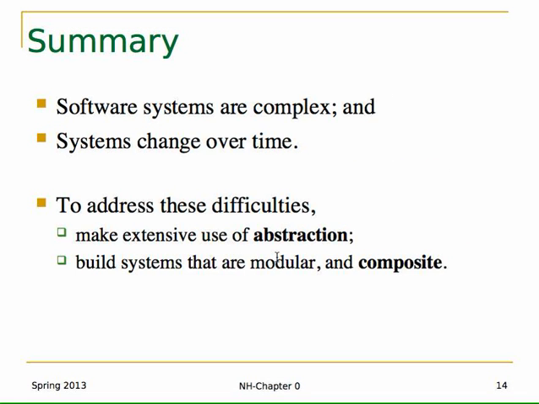Okay, so let's just summarize here. Software systems are complex, and these systems change over time. To address these difficulties, we make extensive use of abstraction. We'll use this for the rest of the semester. And we'll build systems that are modular and composite. That's our aim, to build these nice object-oriented systems that can be taken apart, fixed separately, and put back together.